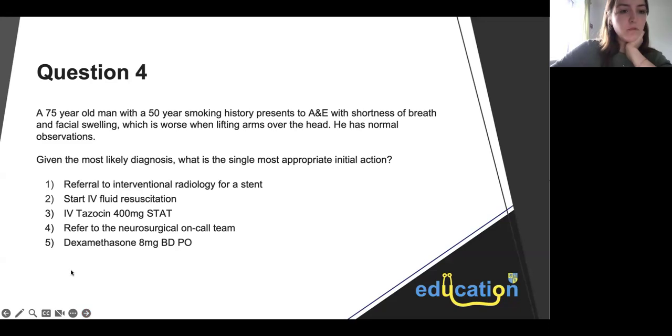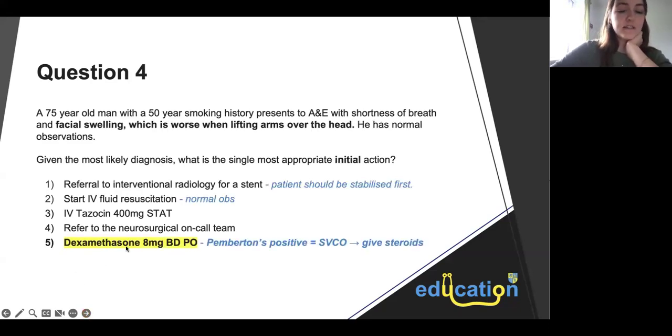Okay, so there's a little bit more of a split with this one. The answer is 5. Some people put 1, and I'll go through that in a sec. So I'm sure most of you have figured out that this is a scenario of SVCO, superior vena cava obstruction, which is an oncological emergency. And the question is, what is the most appropriate initial action?